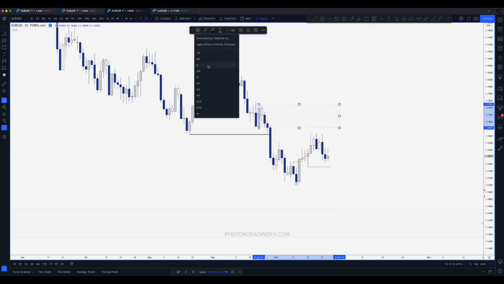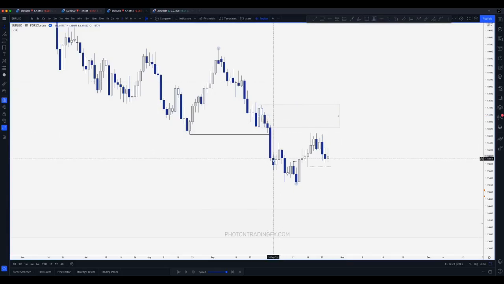Is it valid? Is it a strong zone? Yes, because it led to a break of structure. Is it a flip zone? That's another thing we can do to try and increase the probability of that zone. Well, let's have a look.